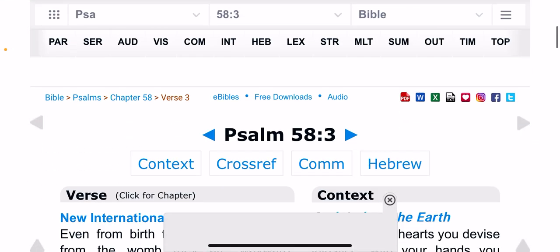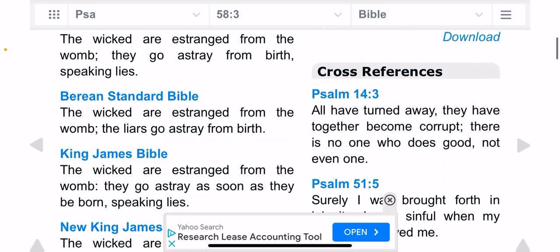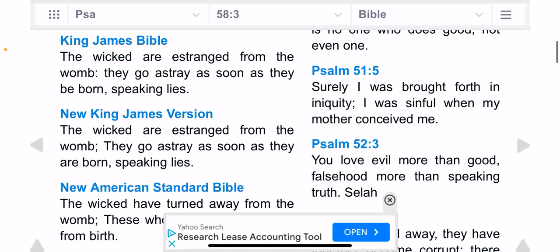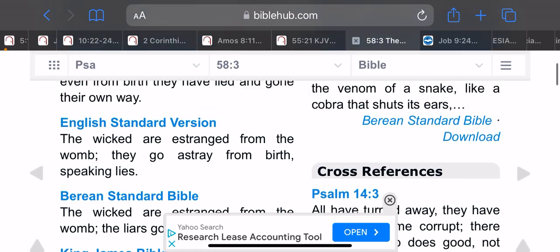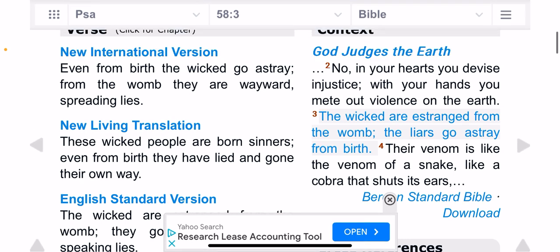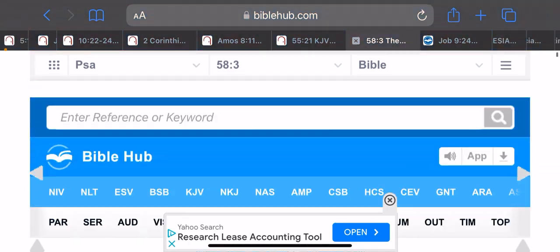Psalm 58:3 after that. Now let's get King James. It says, the wicked are estranged from the womb. So these devils come out the womb lying. Natural born liars. They go astray as soon as they be born speaking lies. What the NLT has to say. It says, these wicked people are born sinners. Even from birth, they have lied and gone their own way.